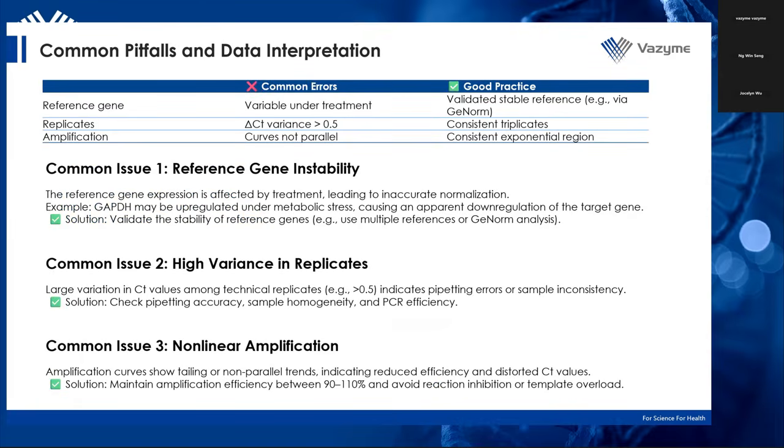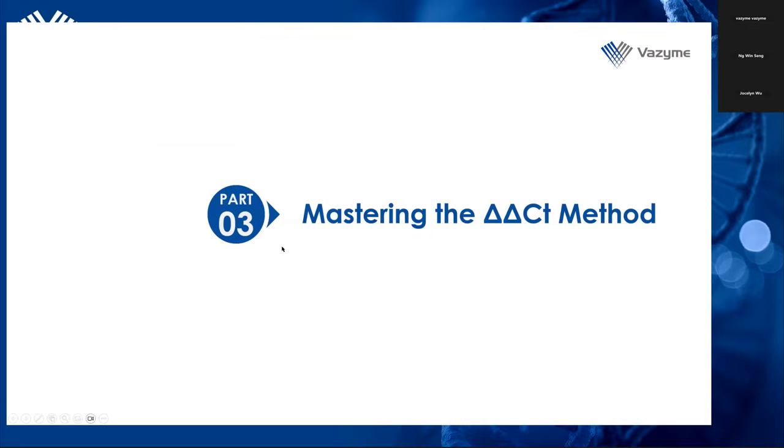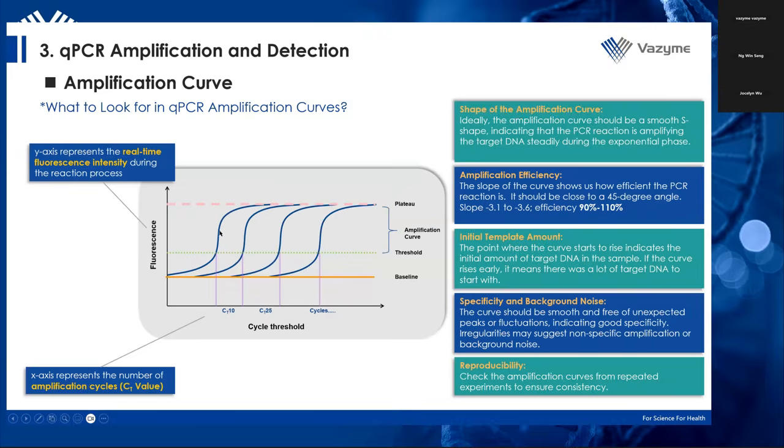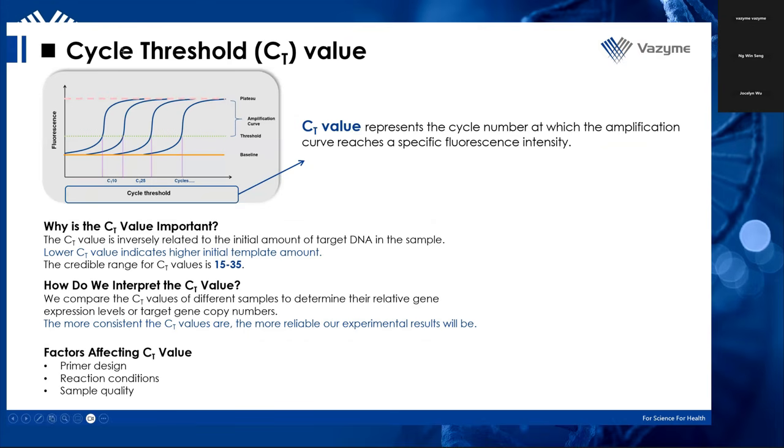Next is some of the common pitfalls in data interpretation. Some of the common errors that you will face is variation under the treatments. So your ΔCt variance should be less than 0.5, and the curves should be parallel. The curves not being parallel means, how to say, the shape is not the same basically. So it needs to have, how to say, equal distance.